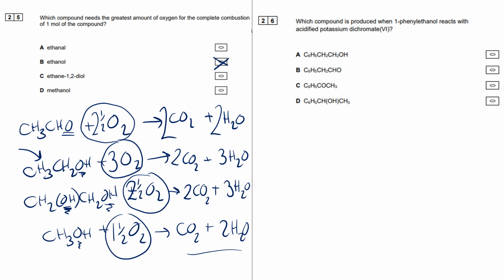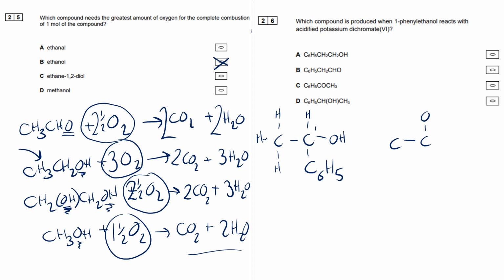Question number 26. What compound is produced when 1-phenylethanol reacts with acidified potassium dichromate? So if we add ethanol, CH3CH2OH, this will be carbon 1, where the OH is. So our phenyl group, our benzene ring C6H5, is going to be on carbon 1 as well, because it's 1-phenylethanol. So that makes this compound, 1-phenylethanol, a secondary alcohol.